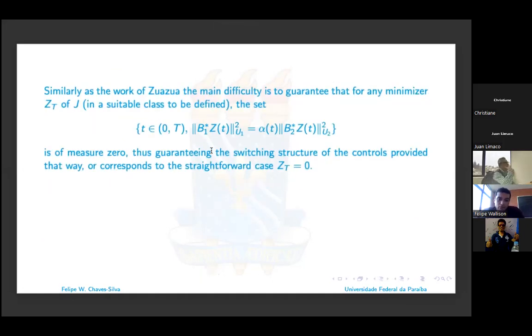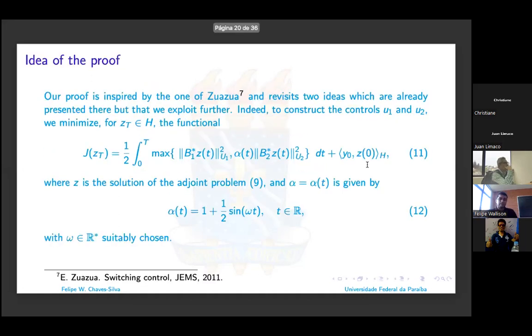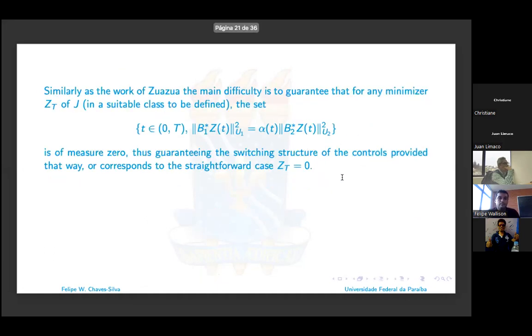Okay, but similarly, you want to minimize this functional, and when you minimize it, you find, let's say, two controls, B1 star Z and B2 star Z. They are the two components of the control, which make U1 and U2. Since you want them to be switching, the only difficult part is not to show that the solution related to the minimizer goes to zero at time t, which is not at all difficult, but to show exactly the switching condition, which at the end of the day means you just need to prove that this set is of measure zero.